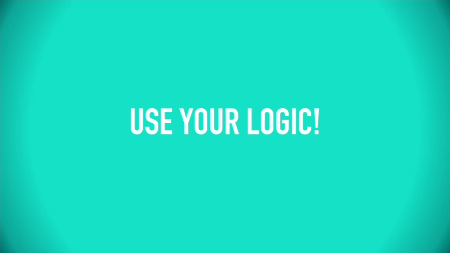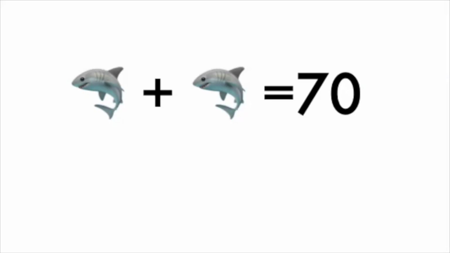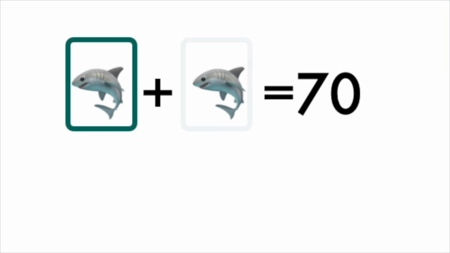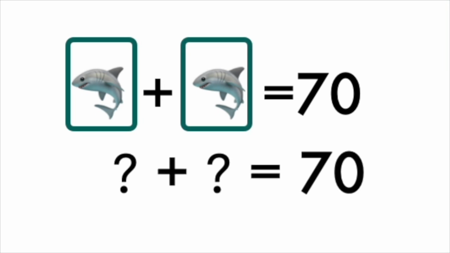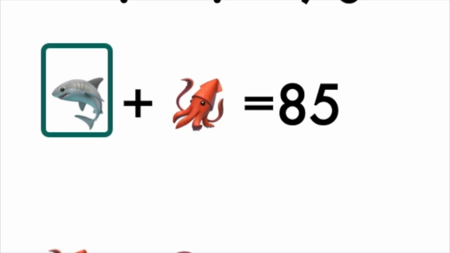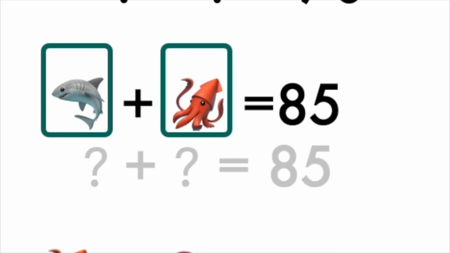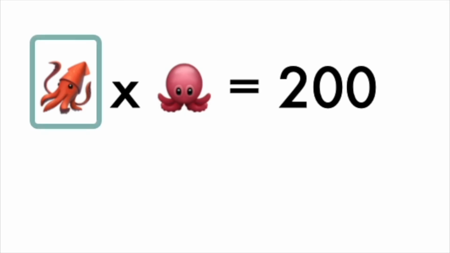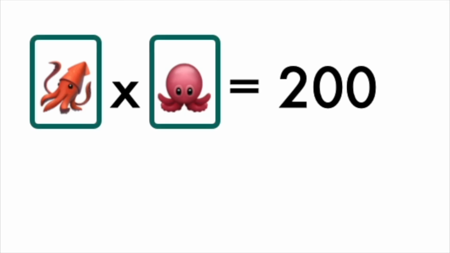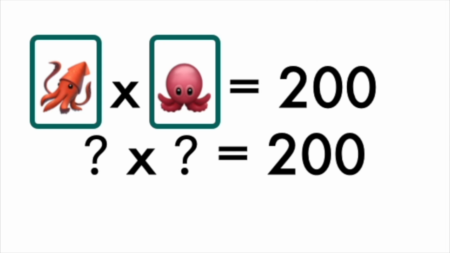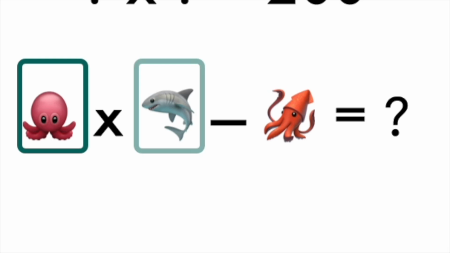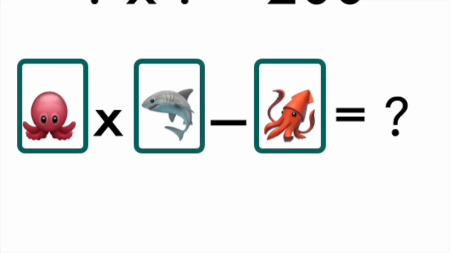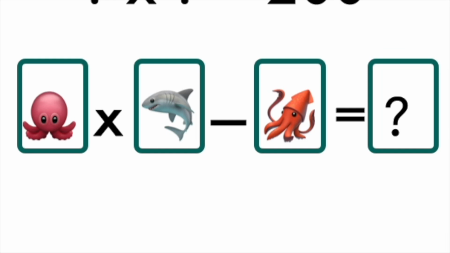All right, let's use your logic. Shark plus shark equals 70. Now remember, it's going to be the same number. Okay, so now that shark number plus squid equals 85. Squid times octopus equals 200. Wow, that's a pretty big number. All right, octopus times shark, take away squid. I know you can do it.